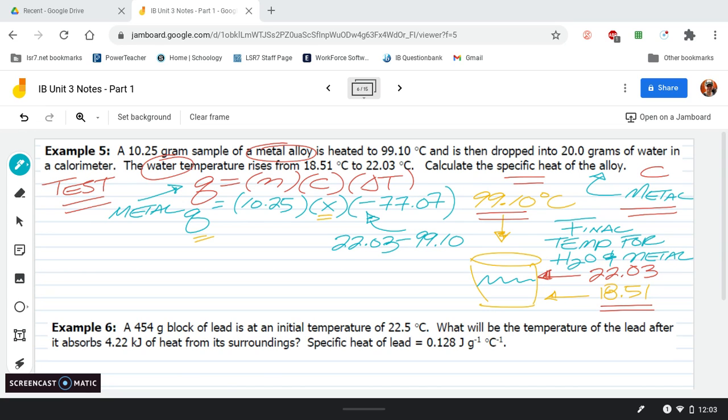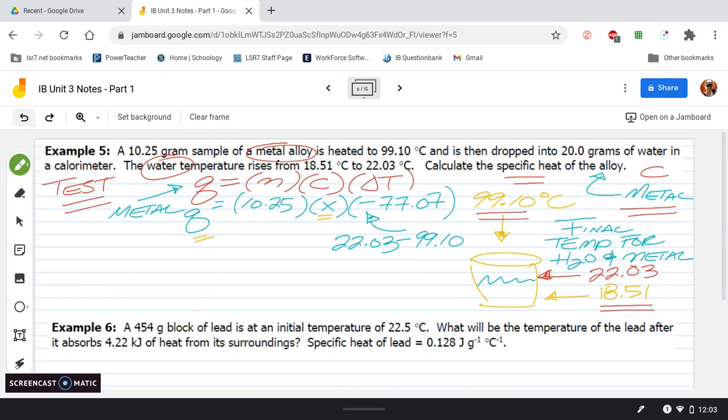Okay, so once again, back to this problem we just worked on a minute ago, but these are just really tricky because you got two things going on. You got metal and water. So back to our initial issue. For the metal, we don't know the Q and we don't know the C, so we can't solve it because we're missing two variables.